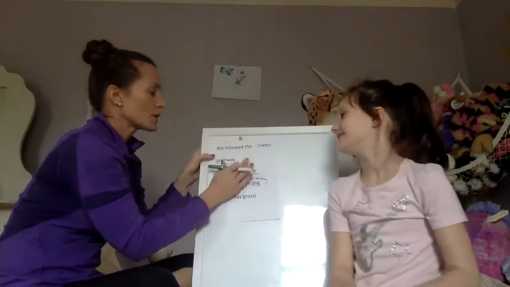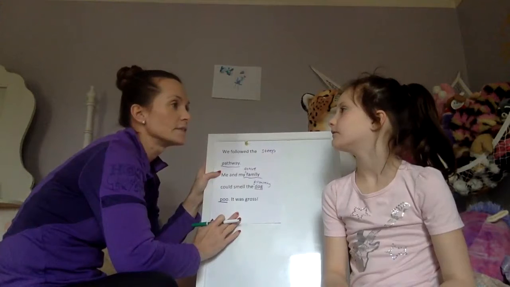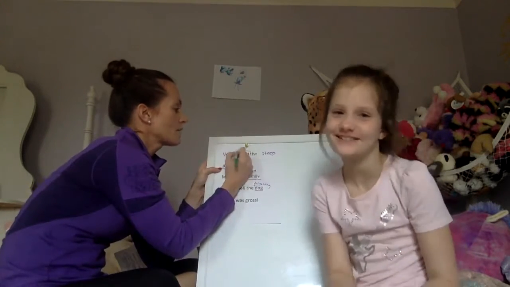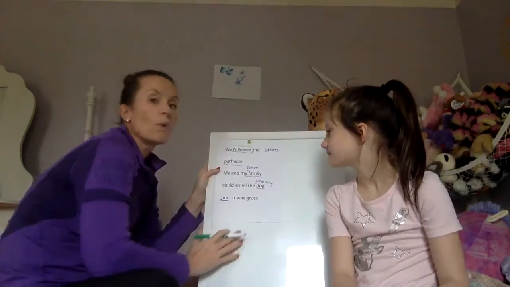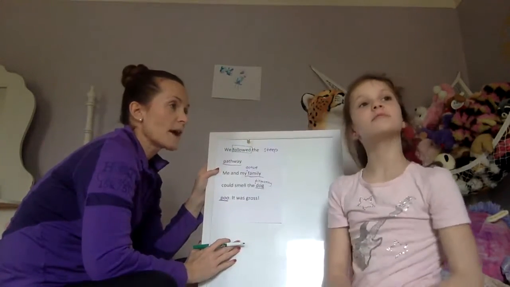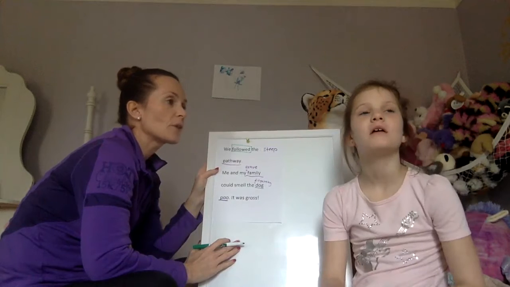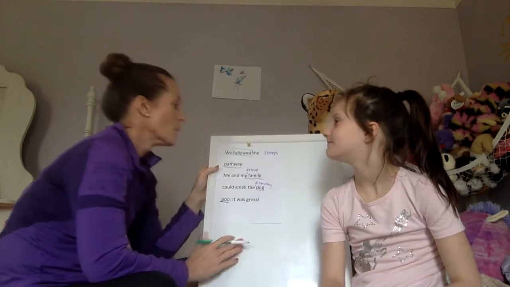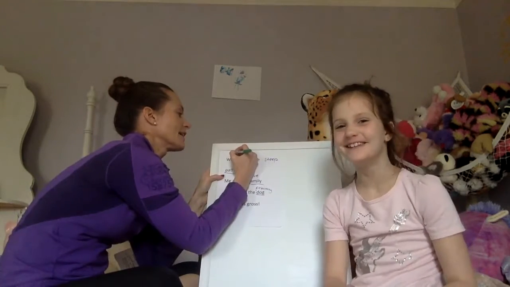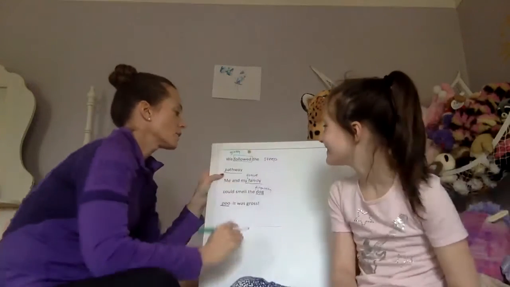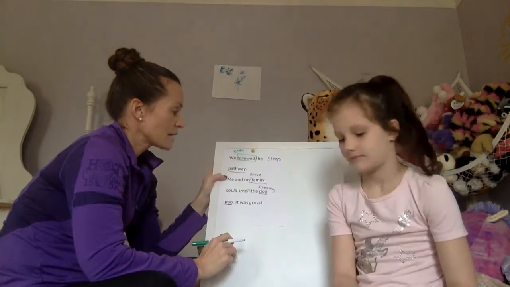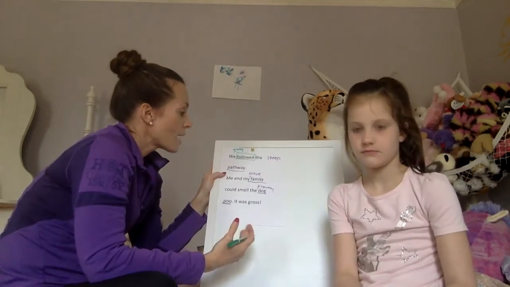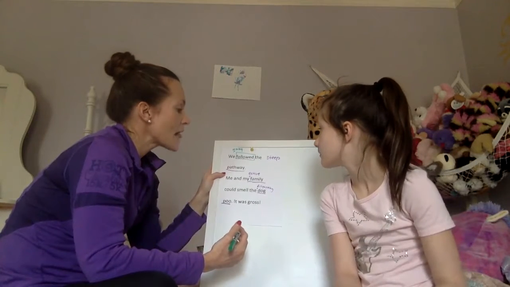We followed. What's the verb there? Followed. We followed the steep pathway. How did you follow the steep pathway? Describe how you followed. Unsafely. Ooh, we unsafely followed the steep pathway. Me and my family, and again, those of you who are noticing that should be a grammar correction, we don't do that right now. My family could smell the dog.